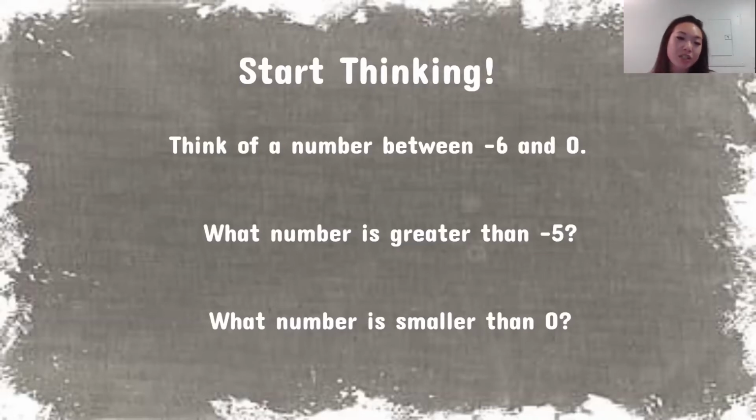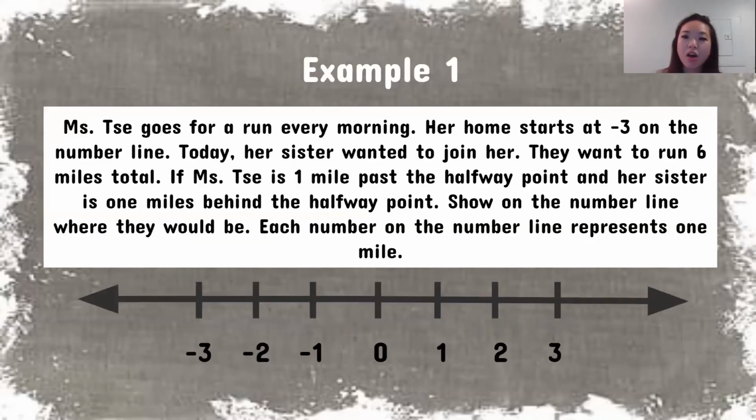And then our last question: what number is smaller than 0? Again, I have 0 on the number line here. Anything on this side will be negative. Anything on the right side will be positive. So continuing on, we have our first example here.